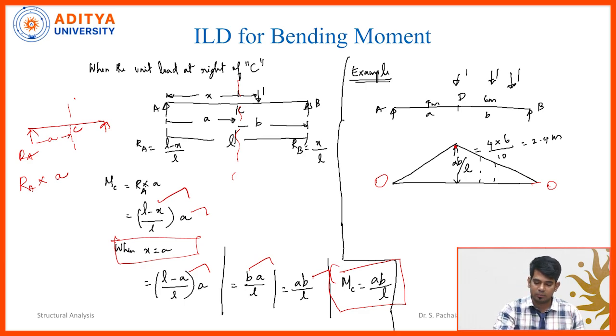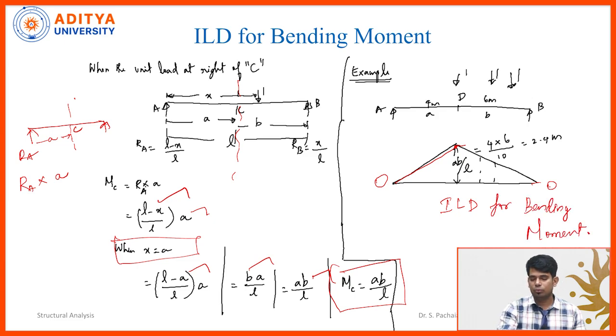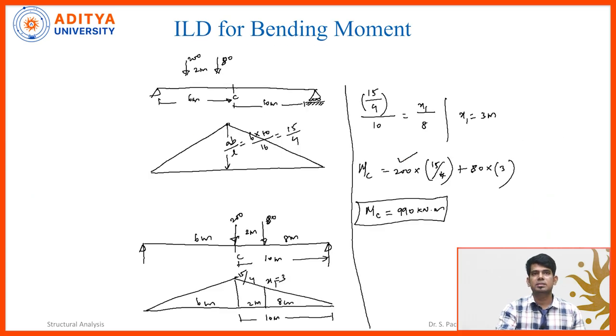It's very simple. We need to draw this triangle. This triangle is nothing but the ILD for bending moment. So we'll take a real example and then apply this concept. Now you can see I have taken a simply supported beam, in which the first point load acting is 200 kilonewton. After a 2 meter distance, another concentrated load of 80 kilonewton is acting.